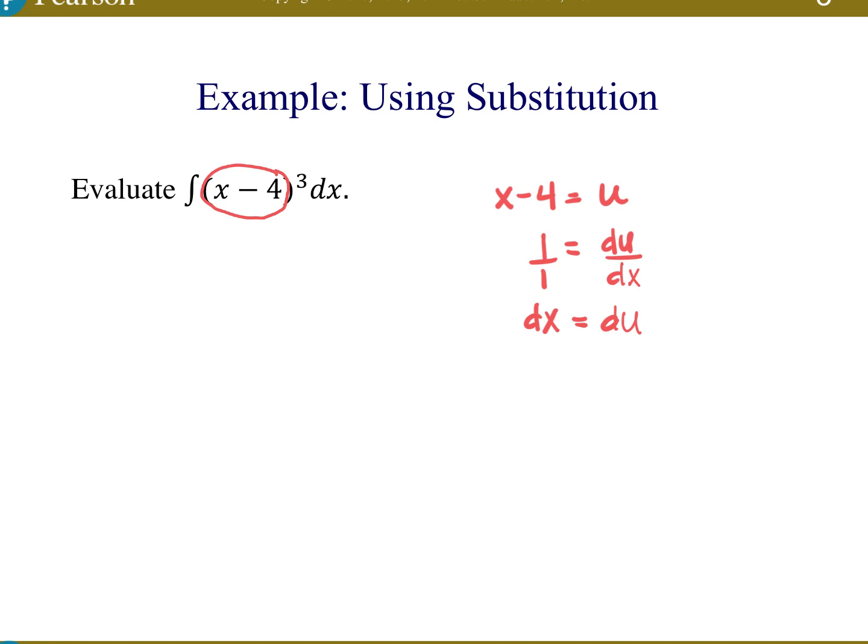Now we go back to the problem, and we actually do the substitution. We substitute, we take out x minus 4, and we put in u. And we also take out dx, and what can we replace dx with? What is dx equal to? du.